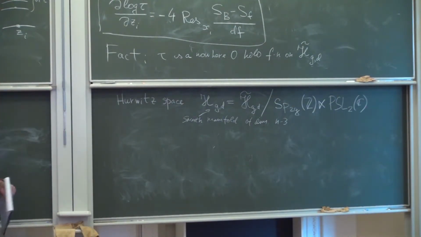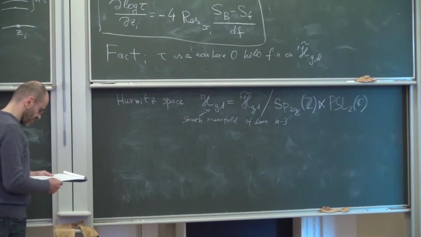I'm sorry, you say a semi-direct product? Yeah, I think so. How do they act on each other to define the semi-direct product? Well, because I think that their actions do not commute. I'm not sure, just to be sure. I think they almost commute, I would guess they commute, but maybe up to some finite group. Yeah, that's what I think.